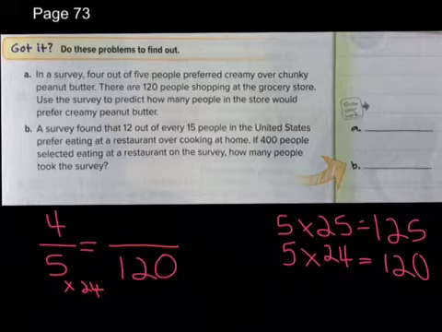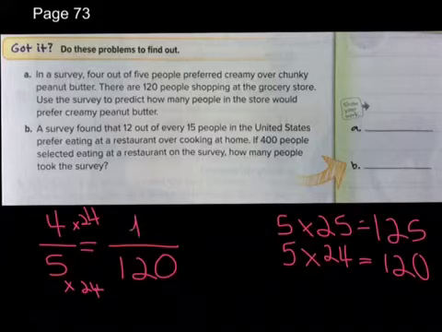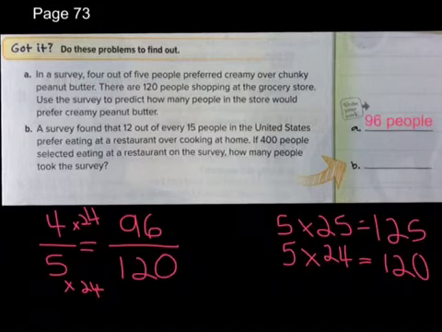Whatever I do to the bottom, I must do to the top. So 4 times 24, and that's going to equal 96. So 96 out of 120 people, according to this ratio, would prefer creamy over chunky peanut butter. Okay, so 96 people. A survey found that 12 out of 15 people in the United States prefer eating at a restaurant over cooking at home. Okay, 12 out of 15 is our new ratio.